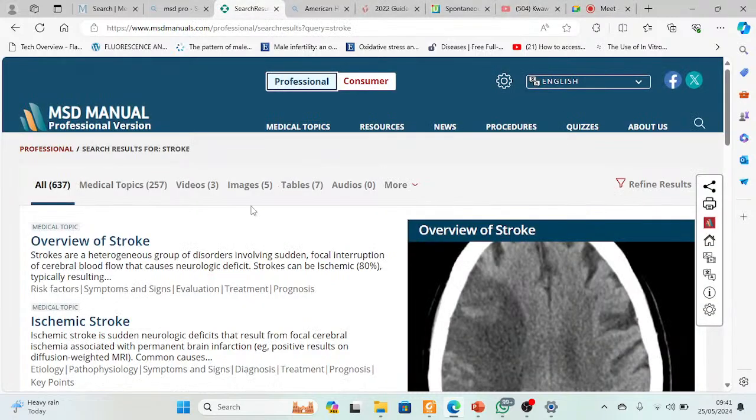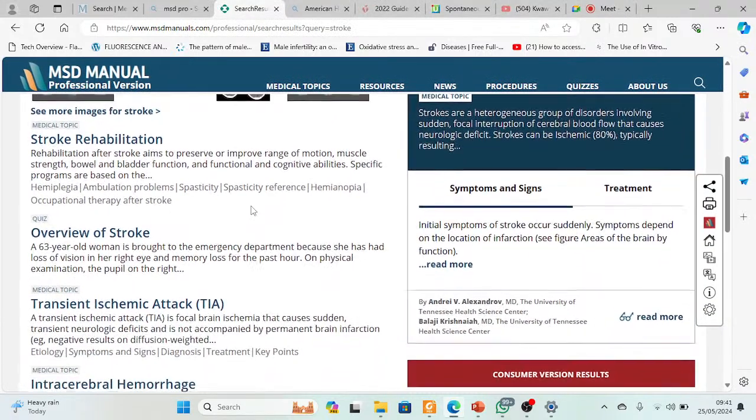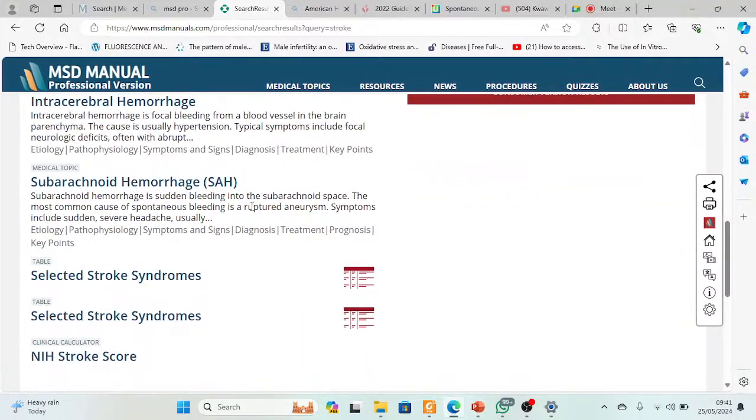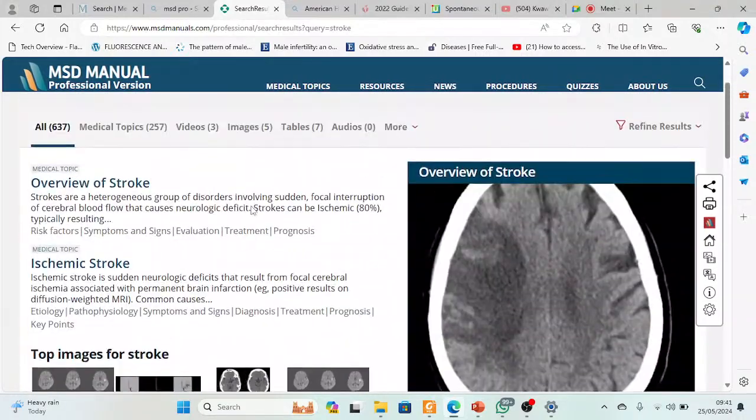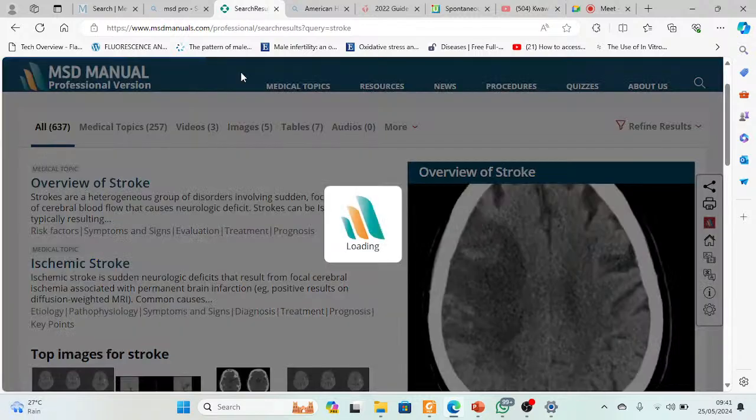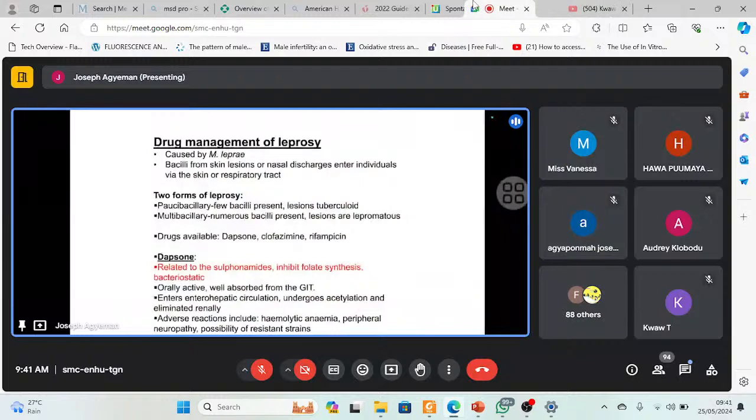3 main drugs are used in the management of this condition. These include dapsone, clofazimine, and rifampicin. Rifampicin is everywhere in TB, and here too we are seeing rifampicin. How does dapsone work? It also contains the sulfonamide moiety, and therefore it works almost like them.